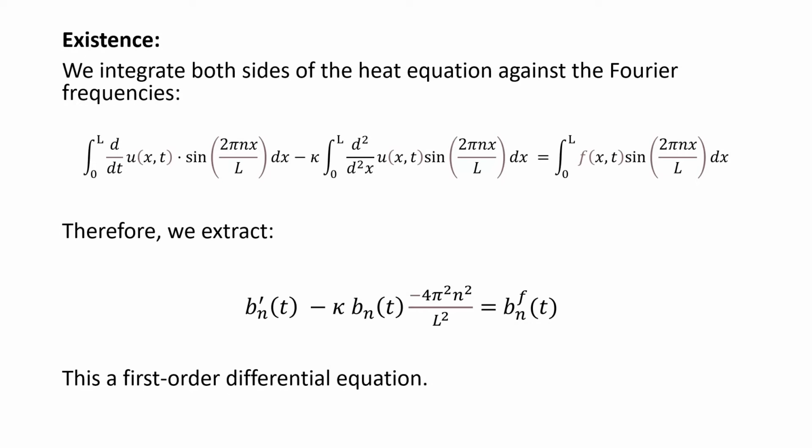b prime n of t minus kappa bn of t times negative 4 pi square n square over L square equals bfn of t. So we obtain a first-order differential equation that is satisfied by the nth Fourier coefficient of the solution. On the right-hand side, bfn of t is just part of the data, and on the left-hand side, well, we have got the unknown coefficient bn and its derivative. So it is an ordinary differential equation.